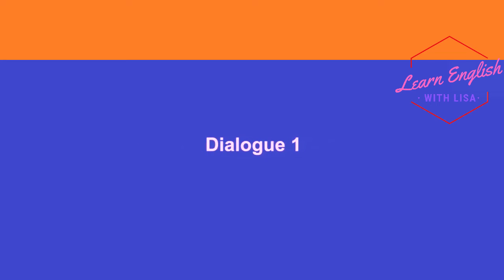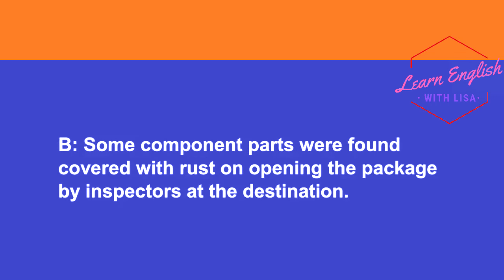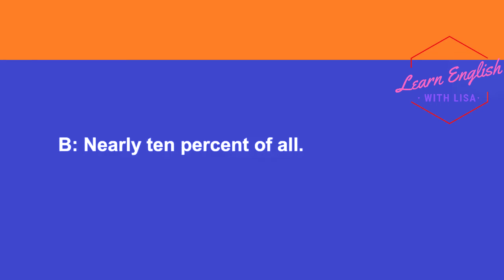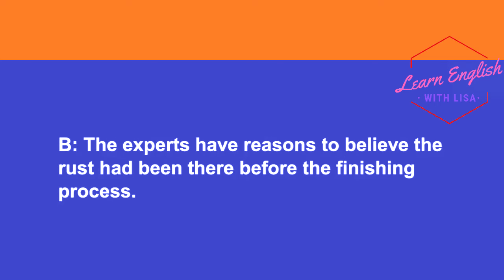Dialog 1. What's wrong with the goods? Some component parts were found covered with rust on opening the package by inspectors at the destination. How many of them are rusty? Nearly 10% of all. Are there any possibilities that the long-distance transportation caused the rust? The experts have reasons to believe the rust had been there before the finishing process.